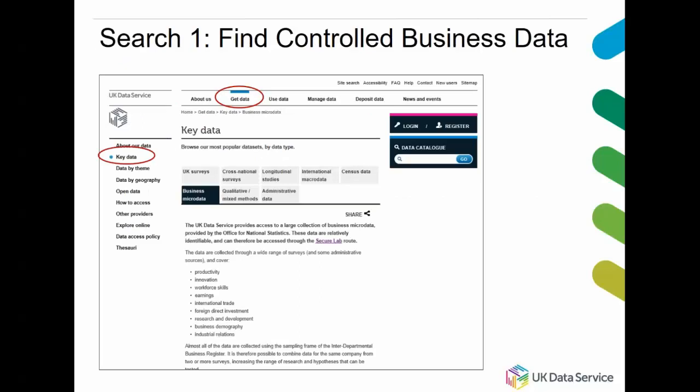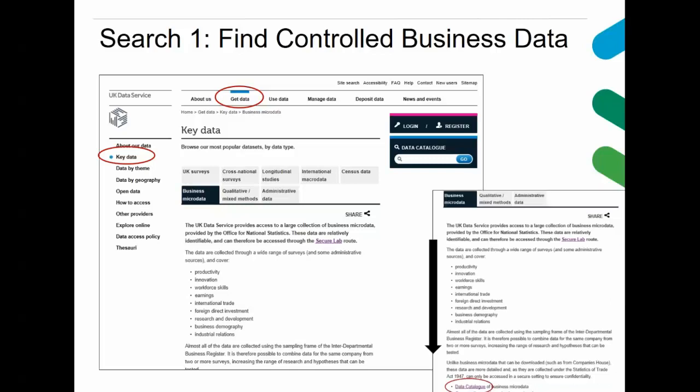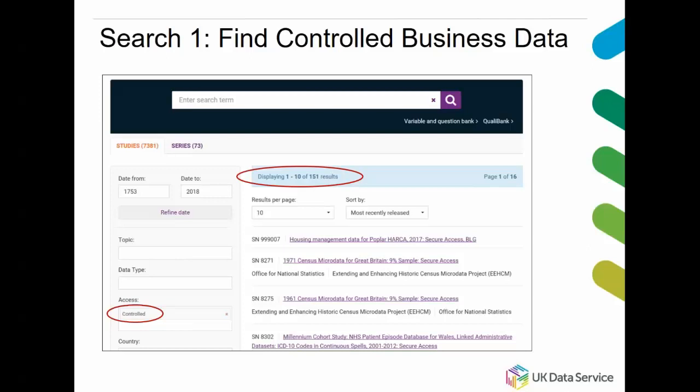First, how to search for data. This slide shows you how to search for all controlled business data that we hold. So you go to our website, you click on Get Data, Key Data, and then you find all the key data we hold, amongst others the business microdata. When you click on that link and you scroll down the page, you find at the bottom of that page Data Catalog of Business Microdata. When you click on that link, you will be prompted a page displaying all the 151 results it gives you. And you will notice that on the left-hand side, access is by default set to controlled, for controlled business data.